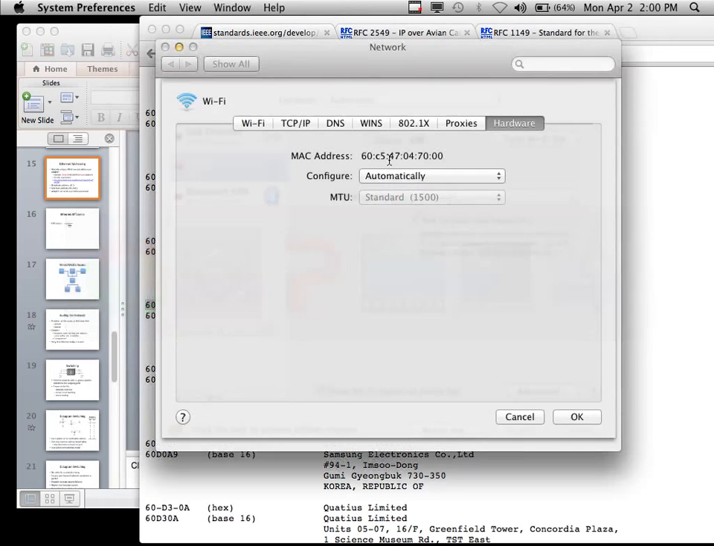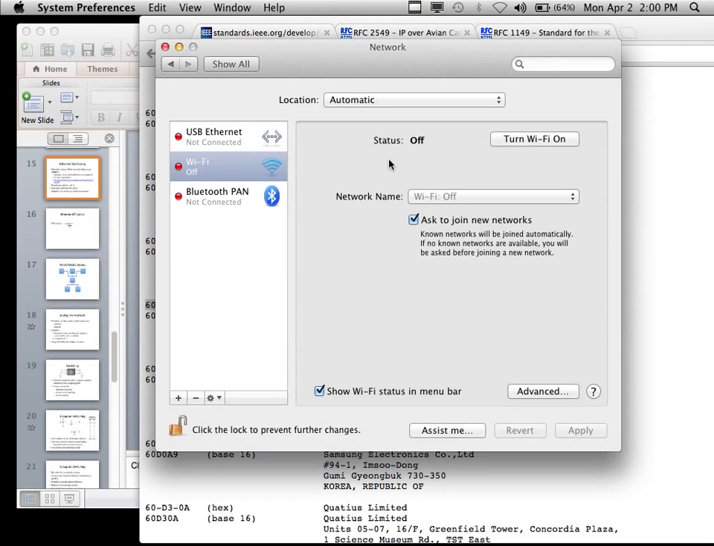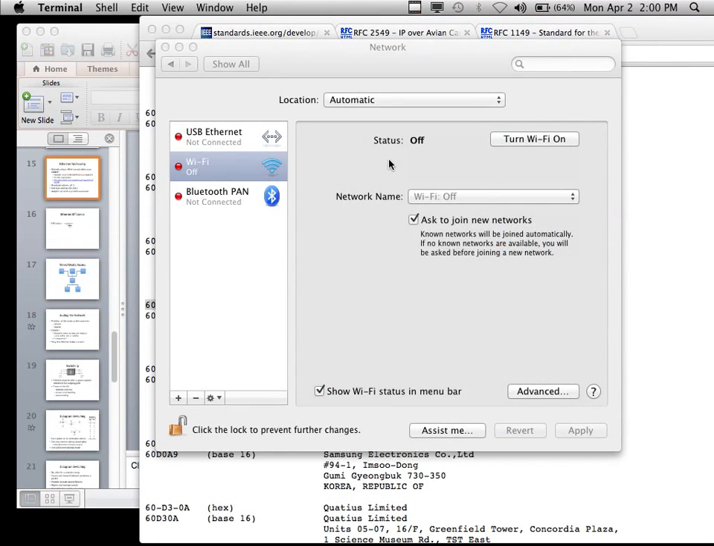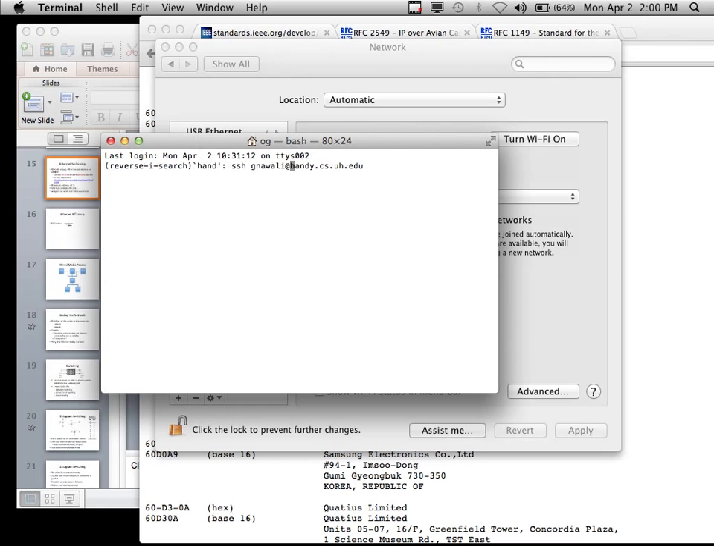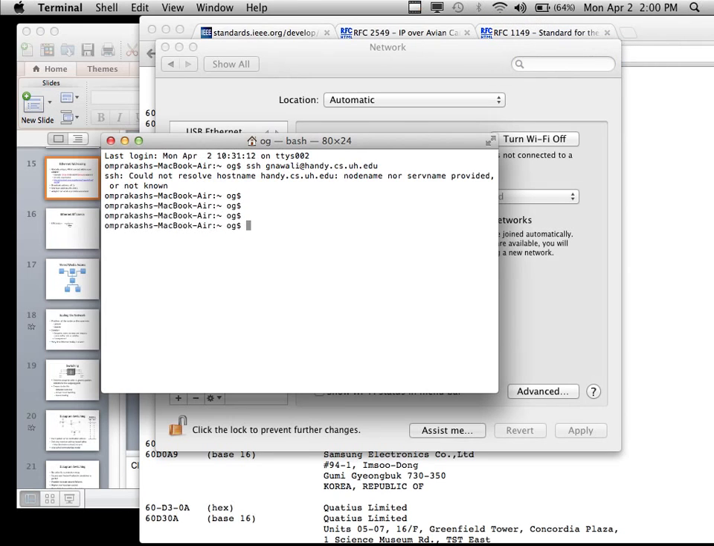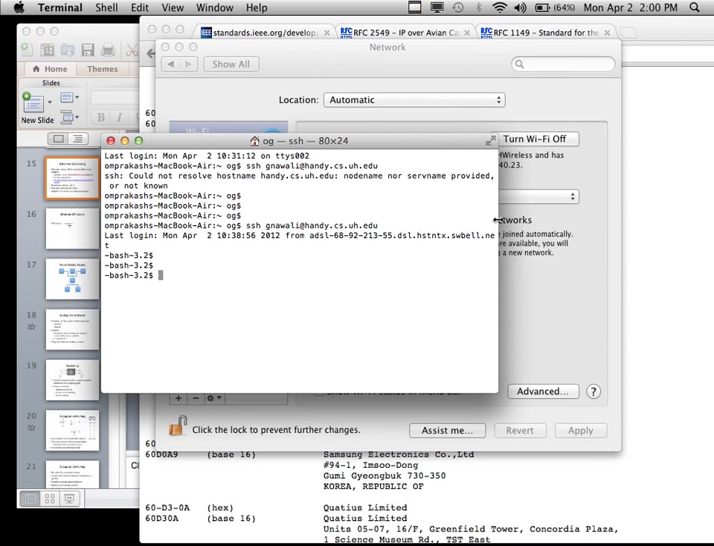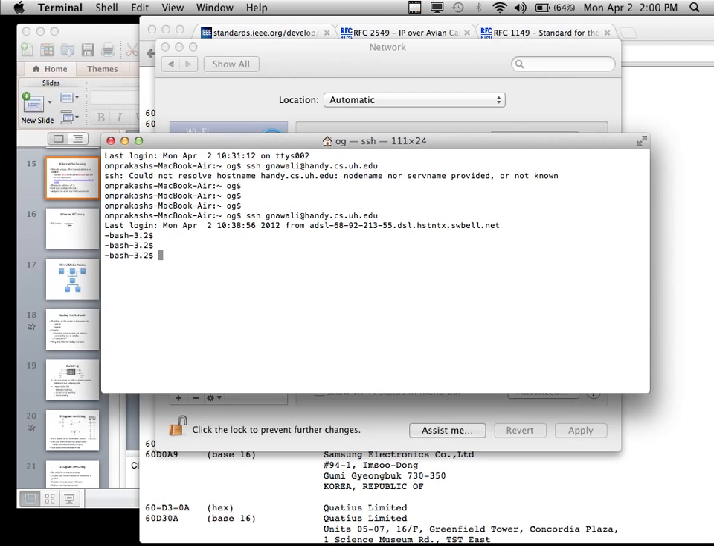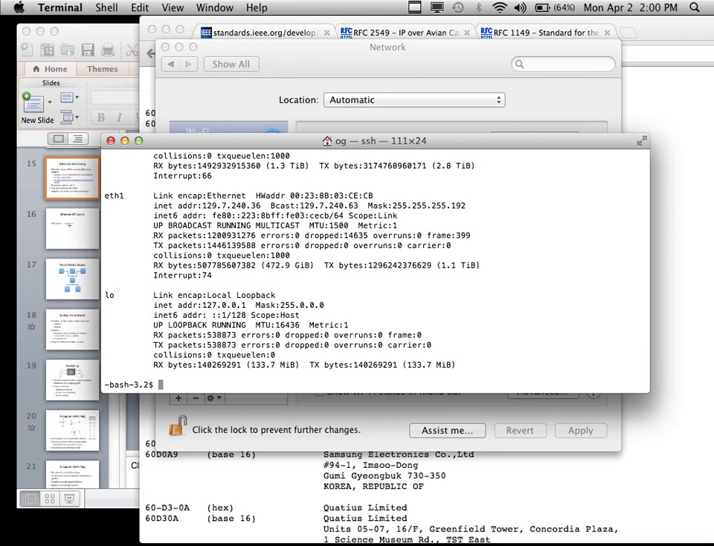All right, let's do another quick exercise. Has anyone used the command called ifconfig? There we go. If I use the command ifconfig, it'll list all the interfaces that exist in a given machine, and the IP address, and the hardware address.